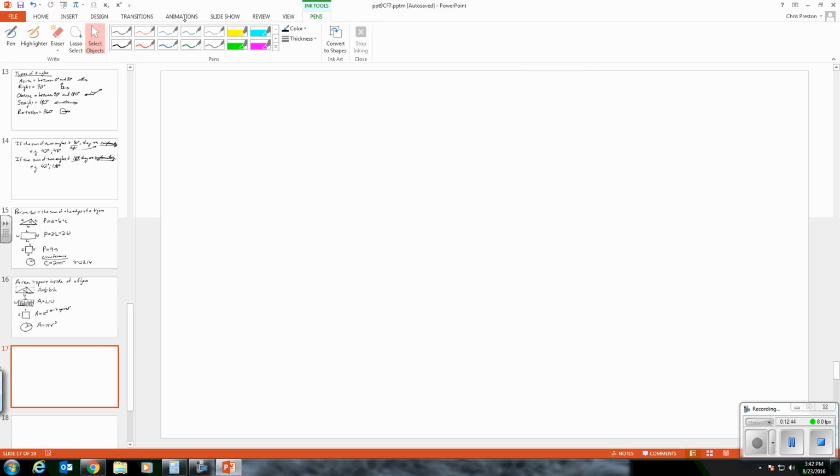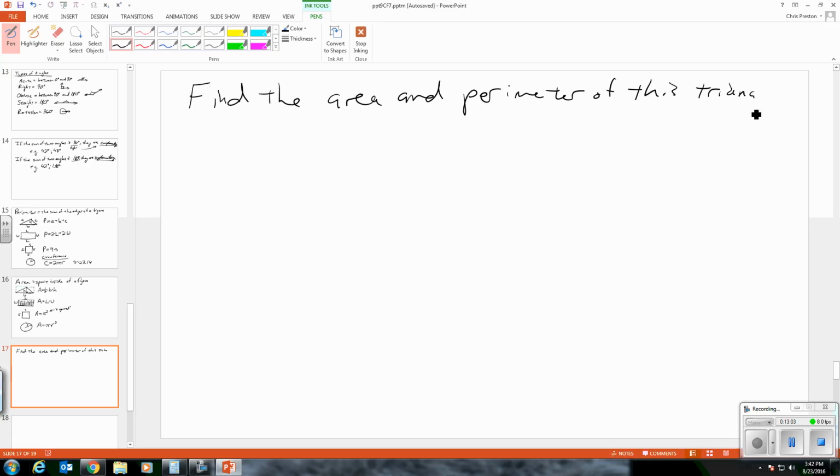So let's go ahead and do a real quick example problem here. Find the area and perimeter of this triangle. Okay, and they're going to give us a triangle here. They'll have to give us the height because they want us to get the area also. So let's say this side is 5, that side's 3, this is 7, and this has a height of 2. I don't know if that works, but we'll pretend it does.